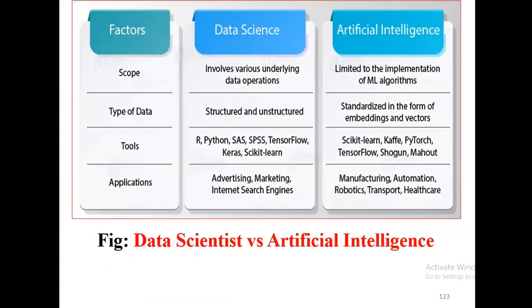So these are the factors, the differences between data science and artificial intelligence. Scope, types of data, tools, applications, especially applications: we are using advertisement in data science, marketing, internet search engines, etc. And manufacturing, automation, robotics, transport, healthcare, etc. Scope: it involves various underlying data operations in data science, limited to the implementation of machine learning algorithms in AI. Types of data: structured and unstructured data can be handled in data science. Standardized in the form of embeddings and vectors. Tools in data science: R, Python, SAS, SPSS, TensorFlow, Keras, Scikit-learn, etc. In artificial intelligence, we are using Scikit-learn, Caffe, PyTorch, TensorFlow, Shogun, Mahout, etc.